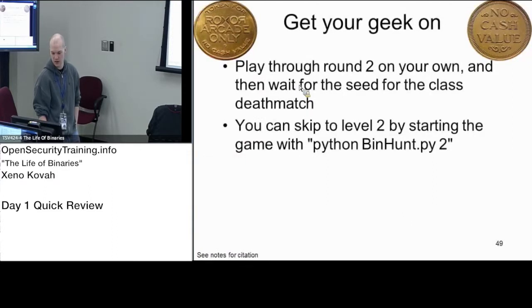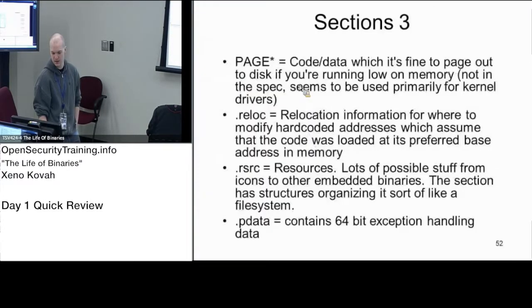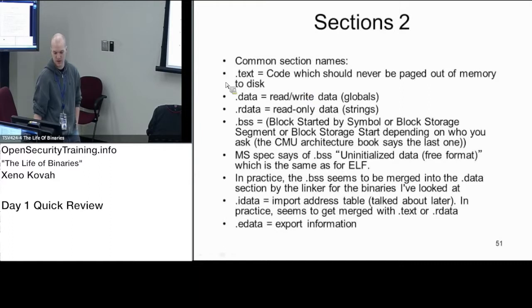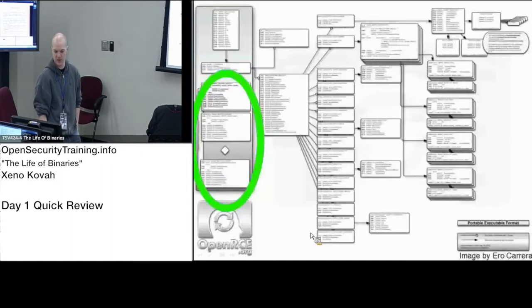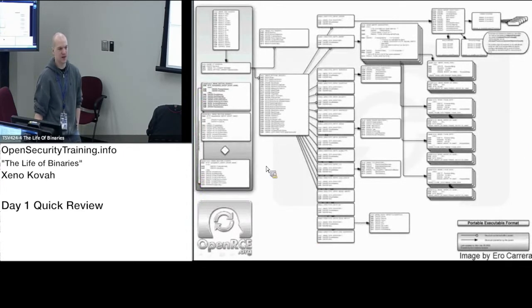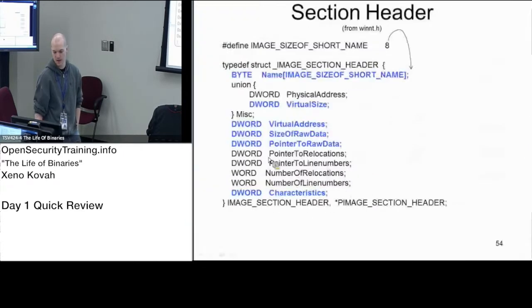Quiz, hot shot. Sections: we said there are some particular names. One thing I forgot to tell you yesterday that I'll reiterate, which you should have written in your notes, is that .pdata is 64-bit exception handling by convention. So we've got an array of section headers immediately after the optional header. In the section headers, the things we care about are the name, which is just 8 bytes. It can be whatever, as we saw yesterday. It can be a left arrow, Xeno, whatever.